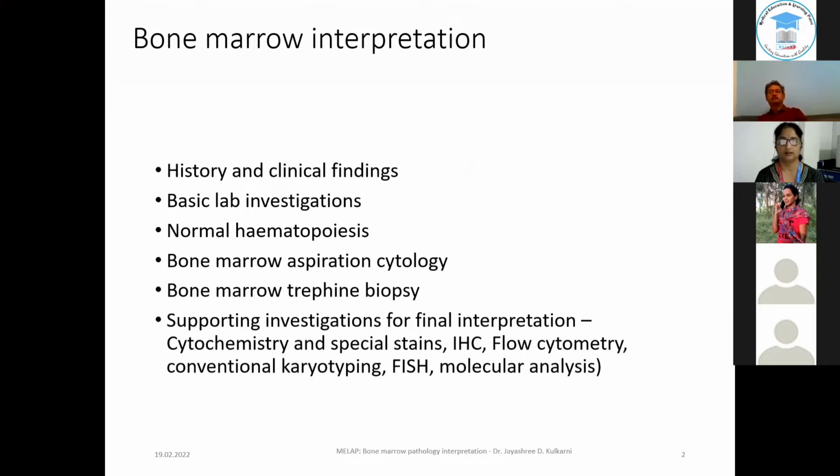Now, any lab investigation, we should remember, even though we are not clinicians, so-called clinicians, has to start with the history and clinical findings. And then comes the basic lab investigations, a knowledge of normal hematopoiesis, bone marrow aspiration, cytology, and biopsy. The diagnosis will be completed only with the supporting investigations for final interpretation, which include cytochemistry, special stains, immunophenotyping by flow, conventional karyotyping, FISH, and now in the modern era, molecular analysis.